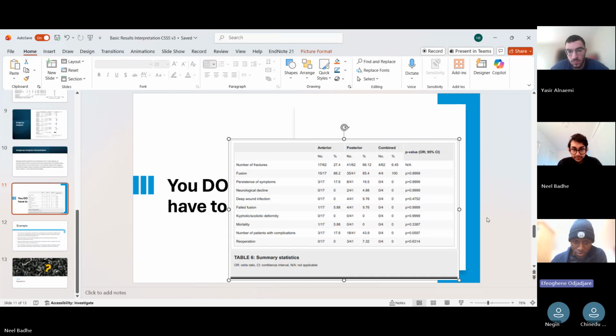Kyphotic scoliotic deformity, none had any of that. There was one mortality, unfortunately, and 3 of the patients had complications, and none of them had reoperations. Then, not looking at p-value, none of it was significant. And I'm assuming because it wasn't significant, that's why descriptive statistics were done, because the heterogeneity would have been very high. Or am I going the wrong way?